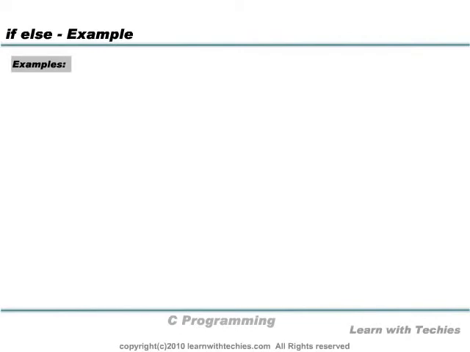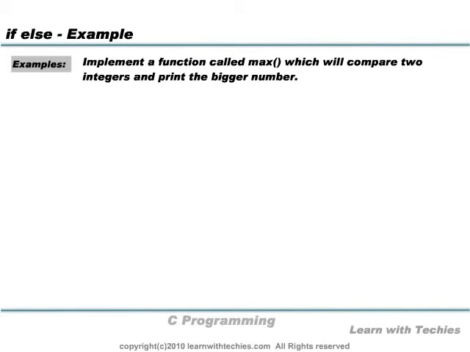Let's look at an example for the if-else statement. Let's write a small function, max, which compares two numbers x and y, passed to it as parameters, and prints their greater number. There are three possibilities here. Either x is greater, or y is greater, or they are equal. Hence a simple if-else may not be enough. We will have to use an else-if statement, because there are more than one expression and more than two outcomes.